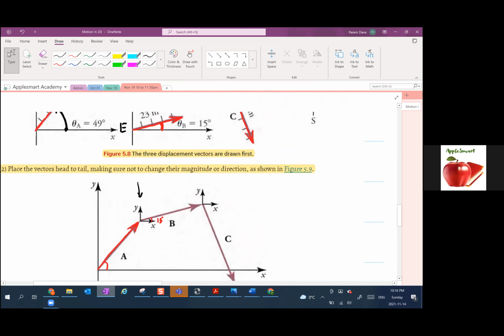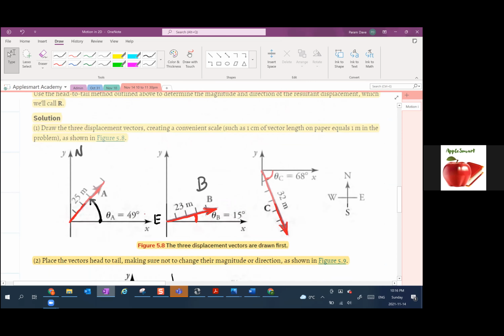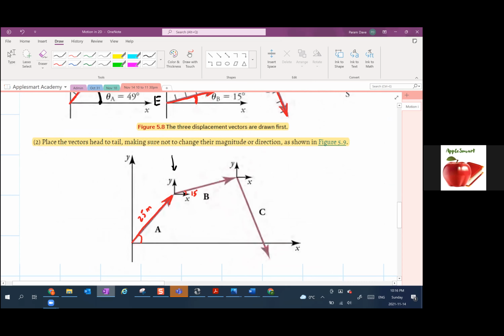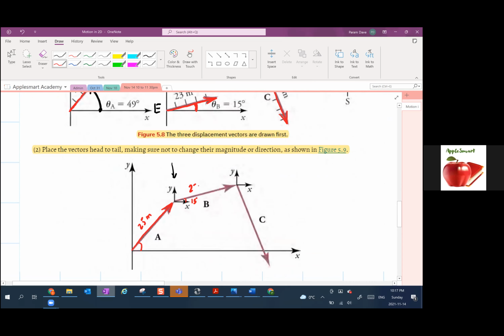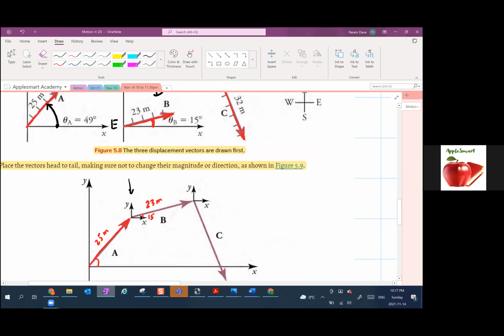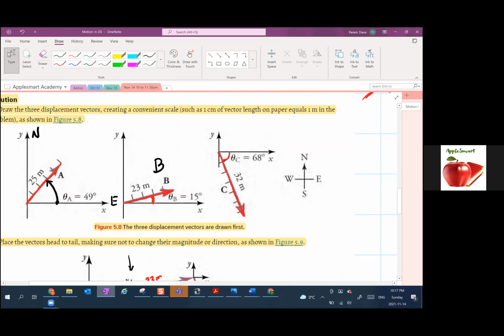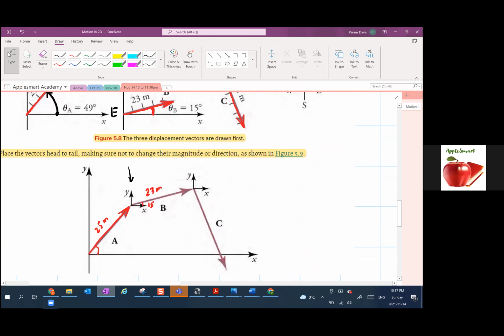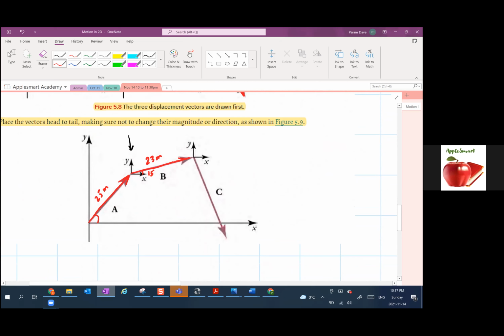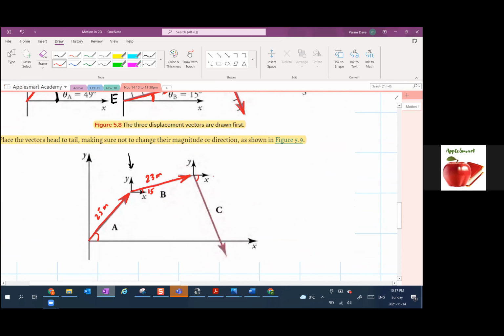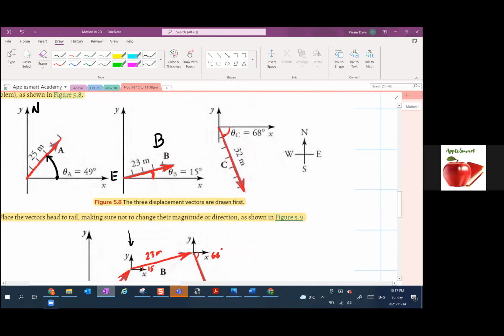So this one is 25 meters over here. B is going to be 23 meters. And then the final one, you again draw a mini X and Y axis, and I will see that it is in the fourth quadrant. So it's below the east direction. And so this is your second vector, 23 meters. And then that angle, of course, has to be 68 degrees. And that is representing 32 meters, I think it was, yeah, 32 meters.